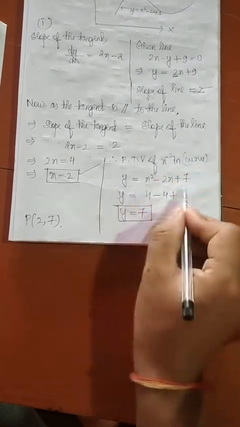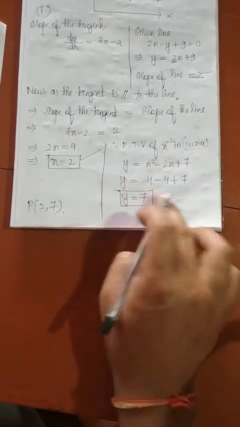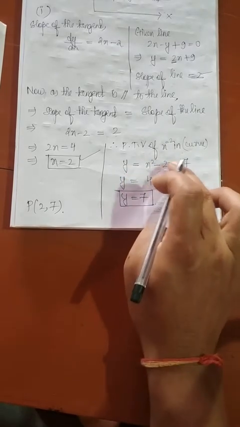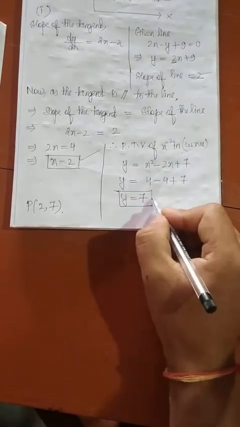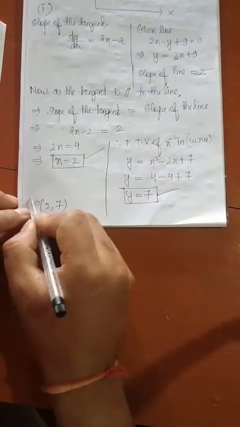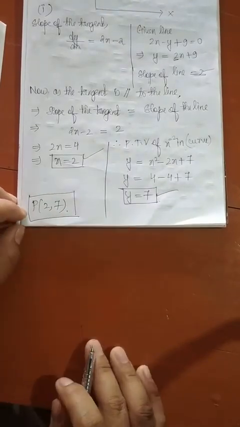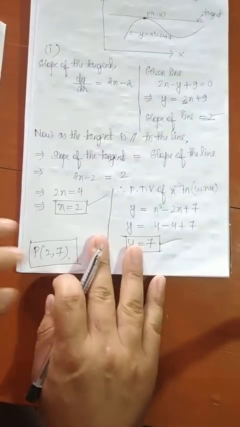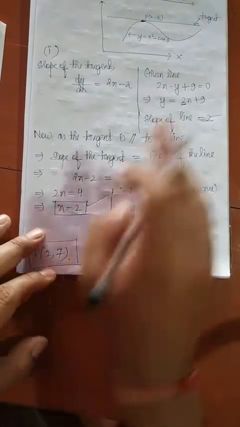Which is this. So once you put the value, just simplify it. 2 square is 4, 2 into 2 is 4, 4 gets cancelled out, so y equals to 7. So what is my required point? My required point is (2, 7). I also got the slope.